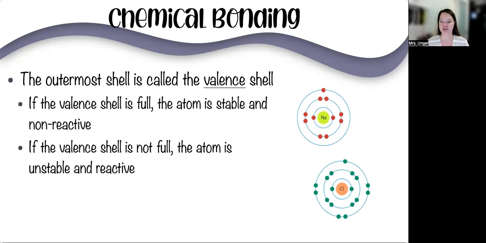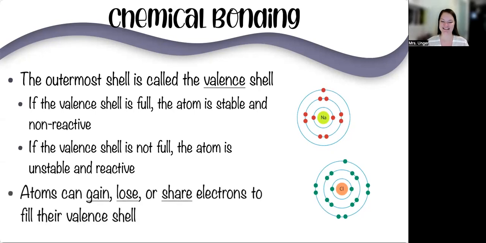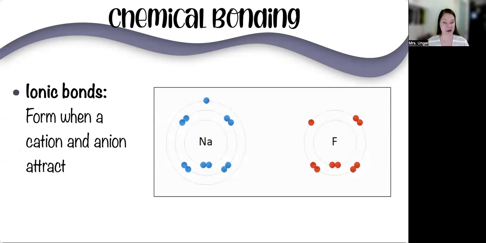So when we take a look at things like these ions that we saw earlier, we have some ways of knowing what they can do. They can gain and lose electrons. They can also share electrons to fill up that valence shell. Again, just review, I hope. So we start with ionic bonds.